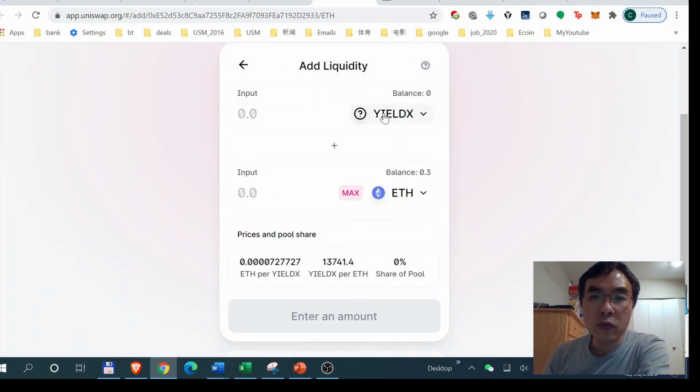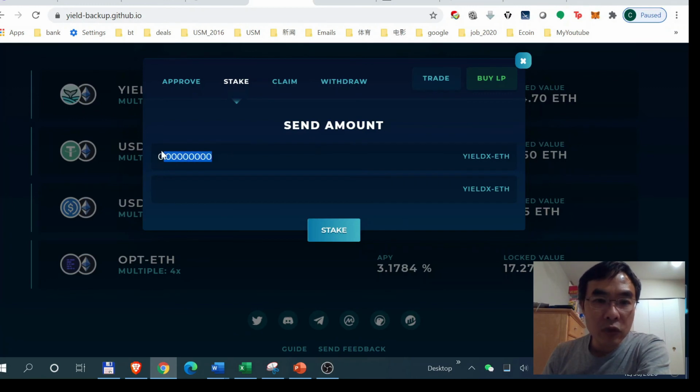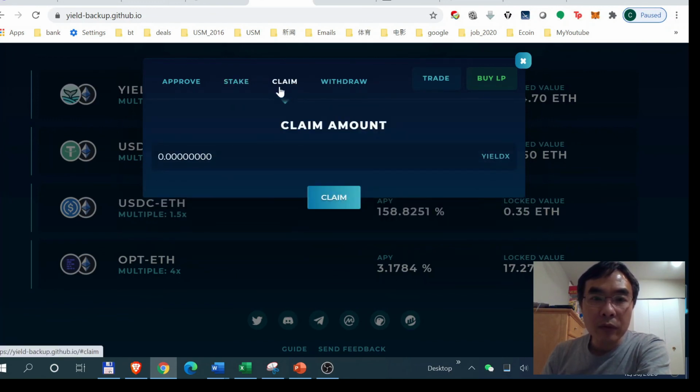So you put your YieldX here, and then put your Ether here, and you add the liquidity, and then you have your LP token, and then you come back here, and this will show you the amount of your LP token you have, and you just put in the same number as this one here, and then you click stake. After the stake is successful, you will see from this tab, the claim, you will start earning YieldX as soon as you stake your LP token. And I think this number updates every 10 seconds. It's not like Balancer. Balancer gives your reward every week, but this number is increasing every 10 seconds, so it looks pretty nice, right?